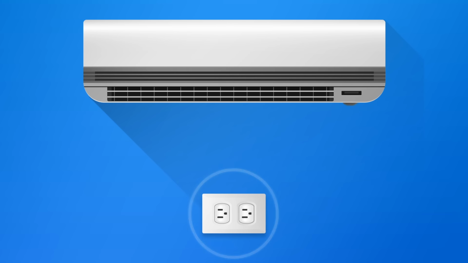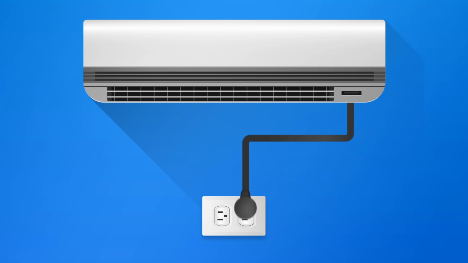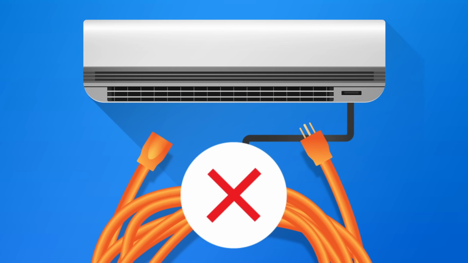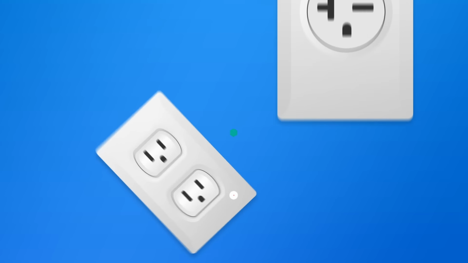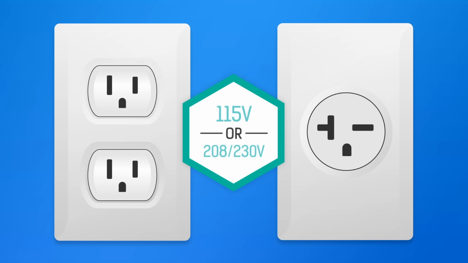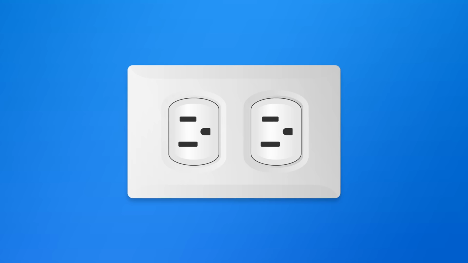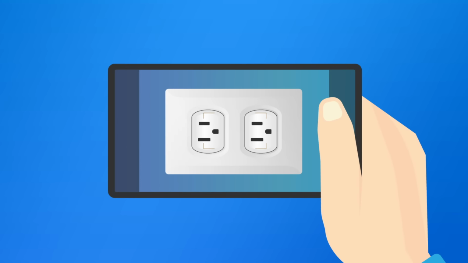Next, make sure a grounded outlet is next to the window or wall space you'll be using for air conditioning. You should not use an adapter or an extension cord. You'll also need to know if the outlet you'll be using to power the AC is the standard 115 or 208/230 volts. Be sure to look at the outlet receptacle or plug. If you're uncertain, snap a photo and show it to your salesperson.